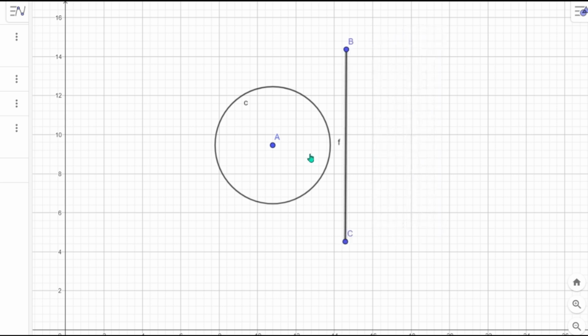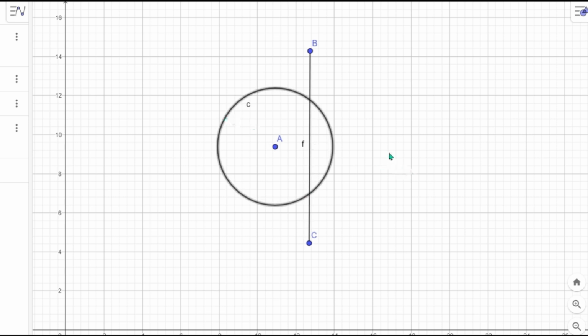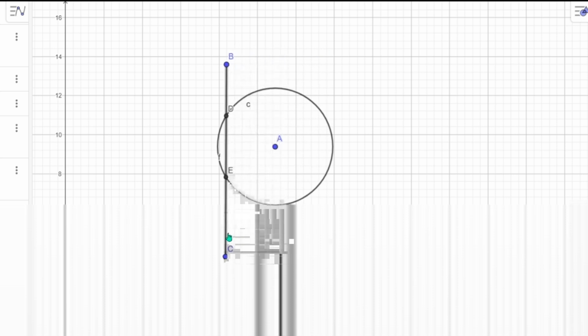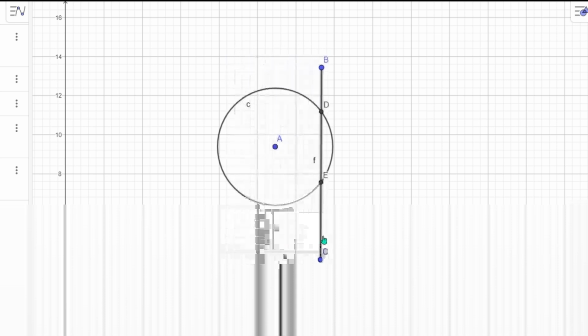Suppose this line is called the secant line, having 2 touch points here and here. So these 2 are the touch points. I just mark the 2 touch points here. Now I am moving the line. You see the touch points are still 2. You can see how it's moving. These touch points are 2. D and E are the touch points, say.